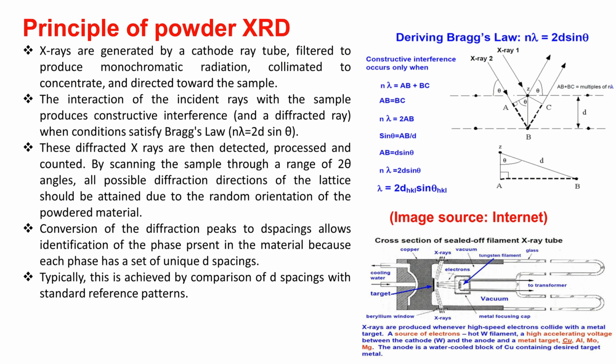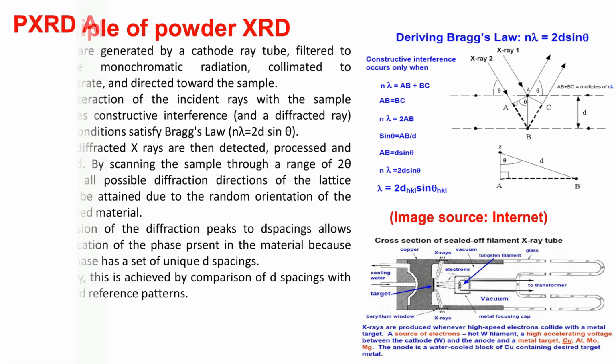These diffracted X-rays are then detected, processed and counted. Conversion of the diffraction peaks to d-spacing allows identification of the phase present in the material, because each phase has a set of unique d-spacings, that is, they are like our fingerprints. This is achieved by comparison of this spacing with the standard reference pattern.